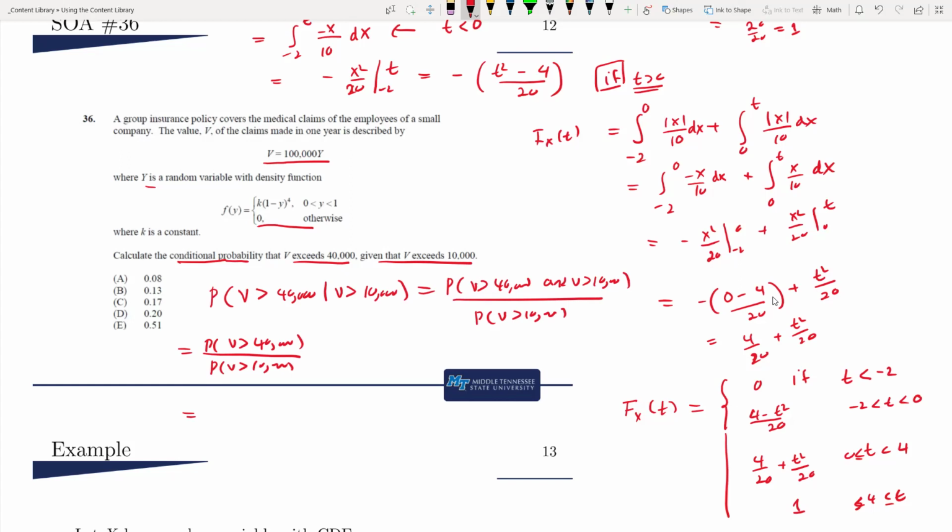Probability V more than 40,000 means you need to integrate from 40,000 to. Now let's substitute for V. I think that makes it easier.